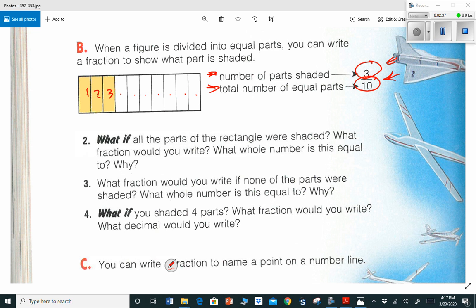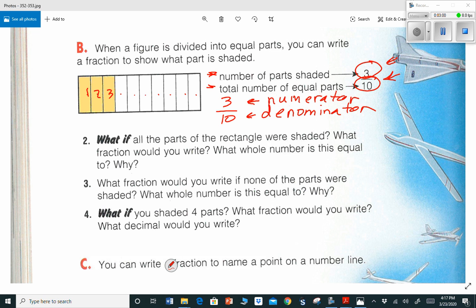There's a math word for each one of those things. The top of the fraction is called the numerator, and the bottom of the fraction is called the denominator.